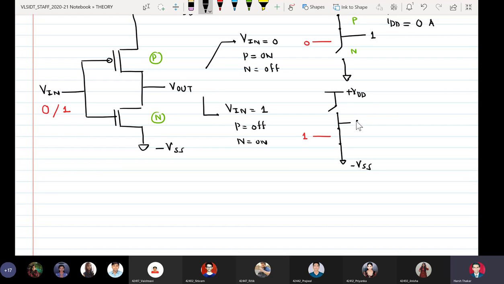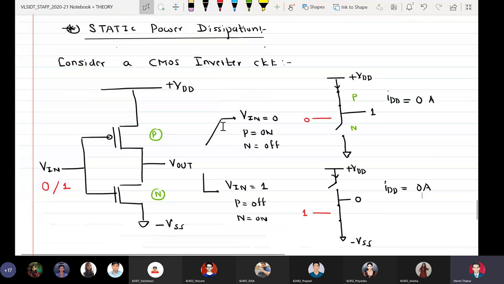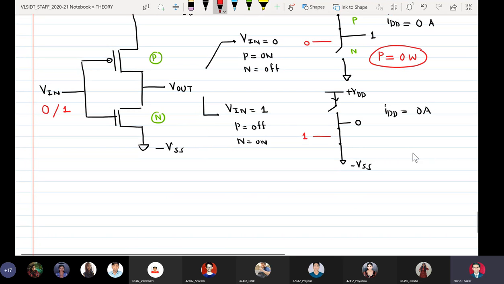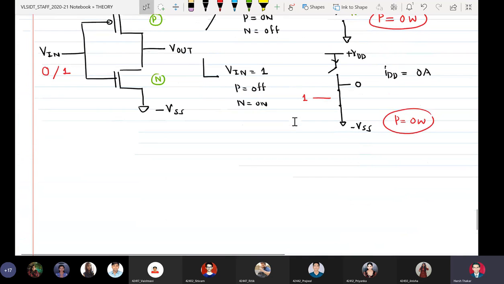And the output is equal to 0. So again we see here that IDD equal to 0 amperes. So in both the cases we see that the power consumed from the supply is 0. So we can say P equal to 0 watt, and here also P equal to 0 watt. Why? Because there is no current flowing between VDD and VSS terminals.